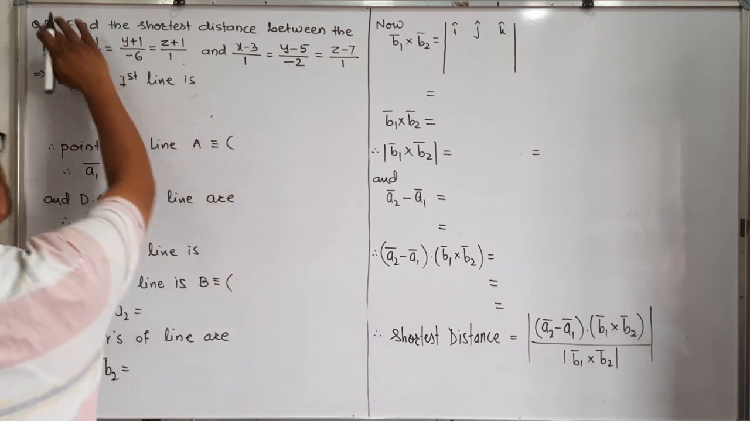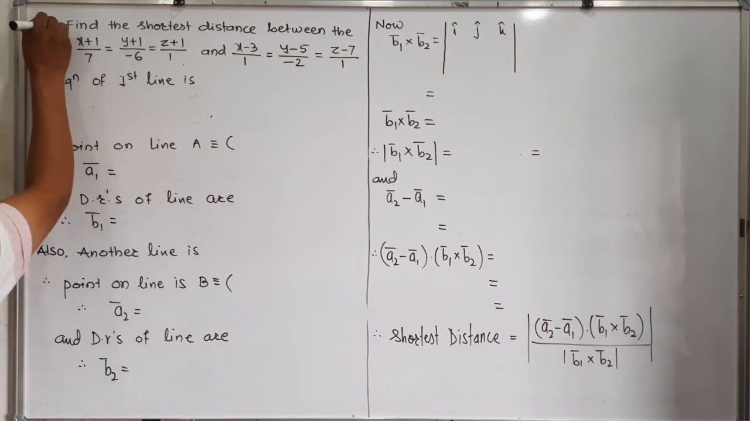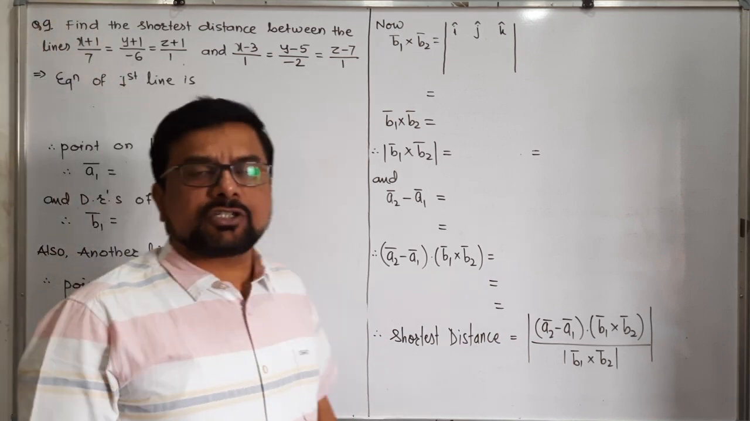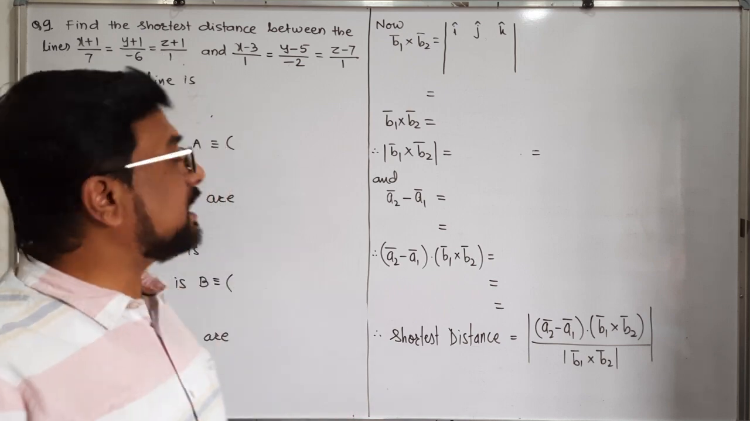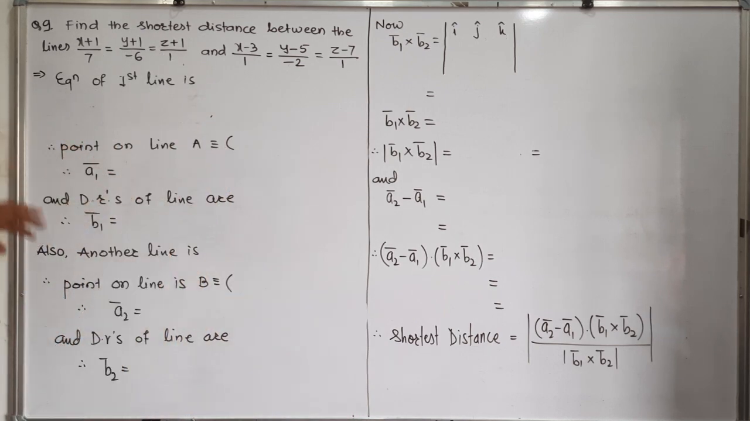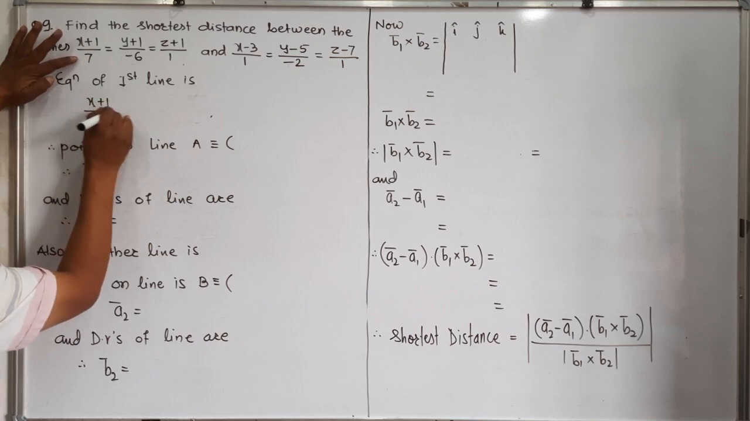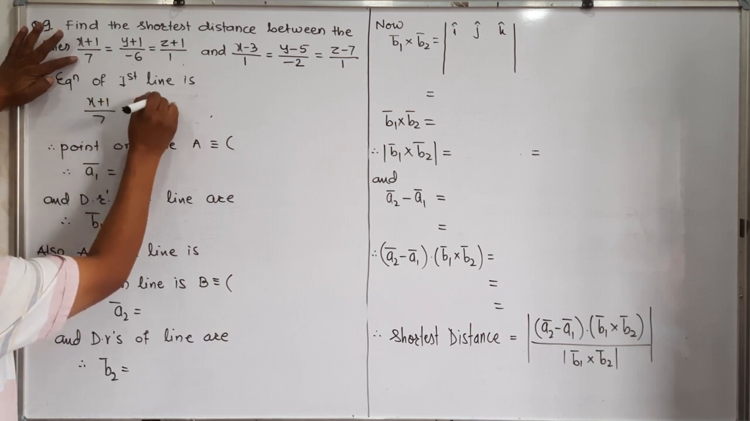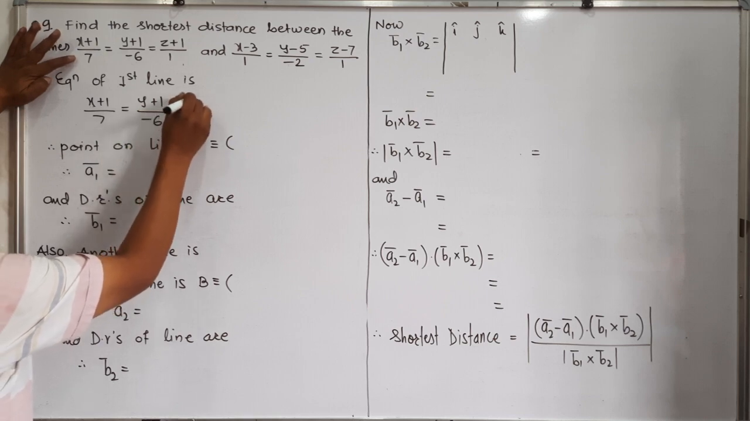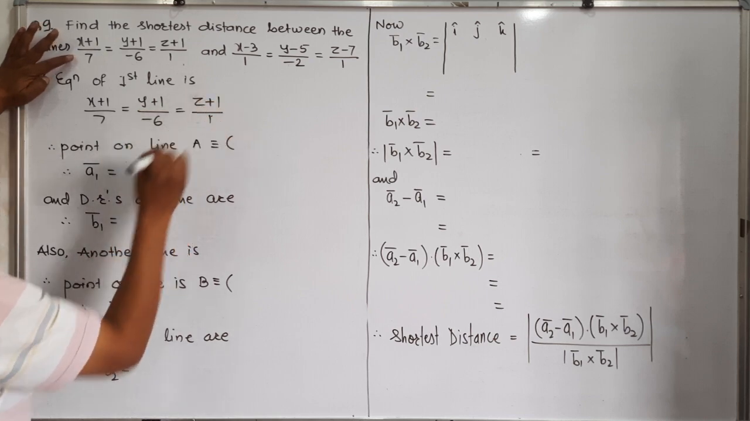Now look at question number 9. Find the shortest distance between the lines. Same question is there. Again we have to repeat the same procedure. Equation of first line is (x+1)/7 = (y+1)/(-6) = (z+1)/1.